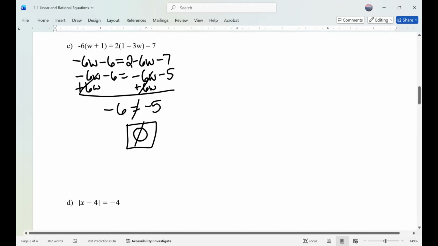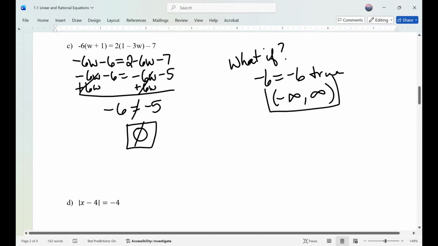And so again, we'll do a what if over here. If we had ended up with -6 equals -6, then that's a true statement. And so that gives us an answer of all reals. And so we would answer it negative infinity, positive infinity. So if it was a true statement, then we would answer that. But since it's a false statement, we answer no solution.